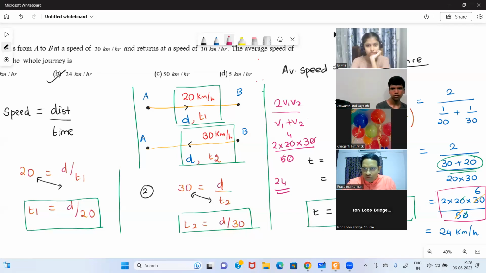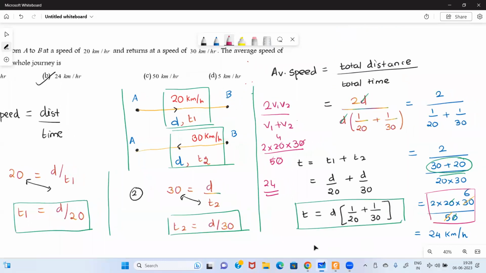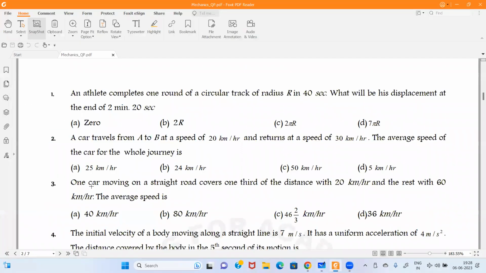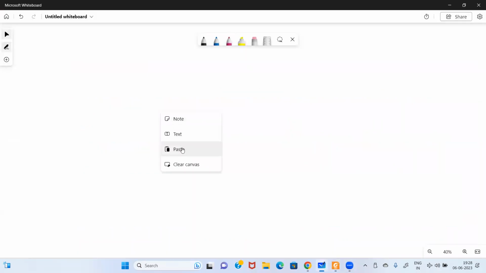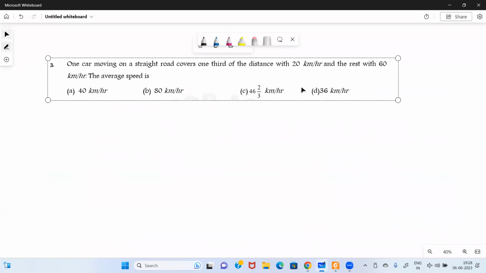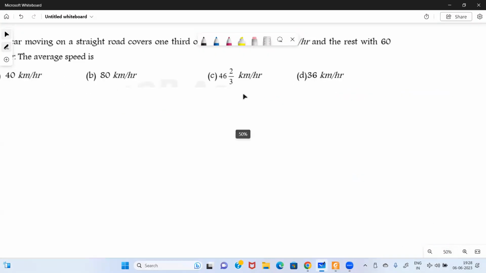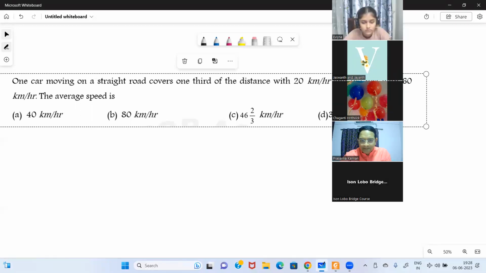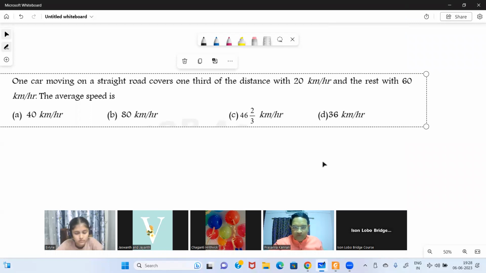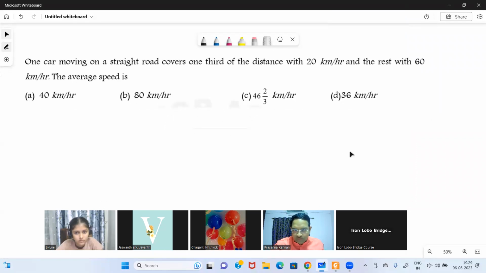Have you all completed? Shall we move on to the next question? Are you ready? Yes. Okay, this is also based on the same concept. Could you all tell me now how do we need to proceed? Please go through the question.